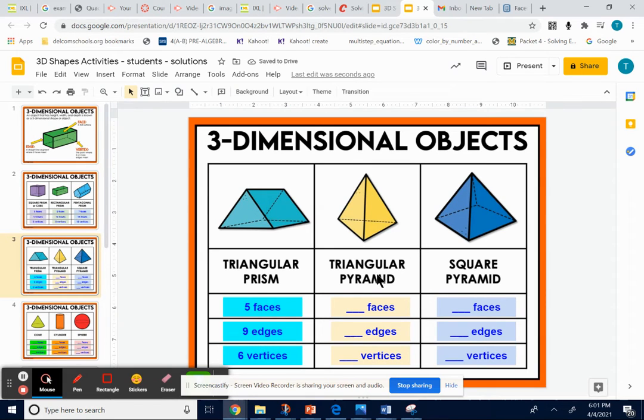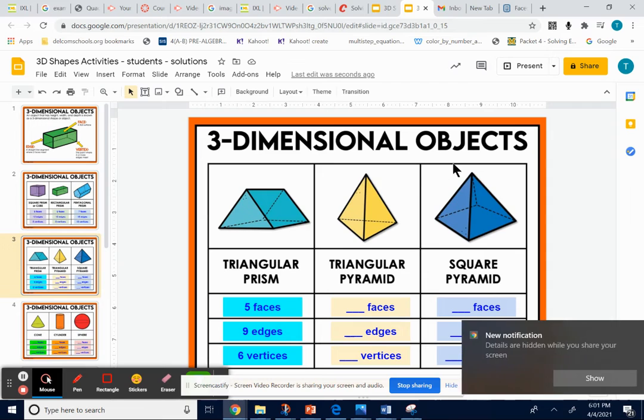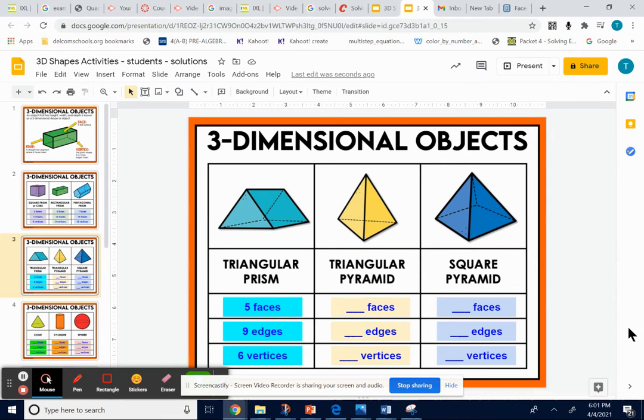Okay, now these are pyramids. Pyramids meet up at a point. So instead of having the same exact shape on the top and the bottom like a prism, a pyramid meets up at a point. So the triangular pyramid, it's called a triangular pyramid because there's a triangle on the bottom as the base. Okay, a square pyramid here because the base is a square.